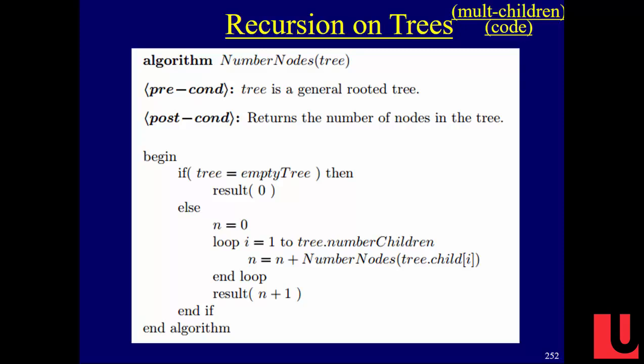So here's the code. If it's an empty tree, the answer is 0. Otherwise, here I'm doing a running sum. Here I'm looping over the number of children I have. Here I'm recursing and adding on the number of nodes of each child, and then I add 1 more in.